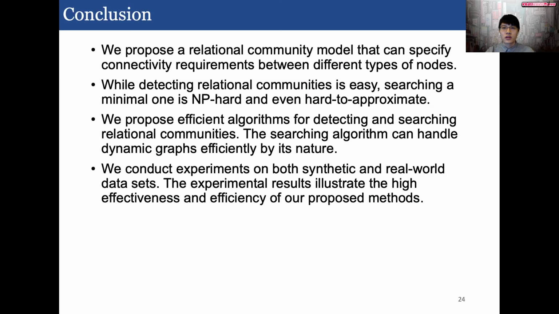So this is the conclusion part. We propose a relational community model that can specify connectivity requirements between different types of nodes. While detecting relational communities is easy, searching a minimum one is NP hard and even hard to approximate. We propose efficient algorithms for detecting and searching relational communities.